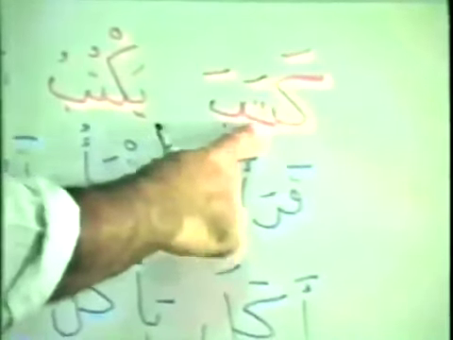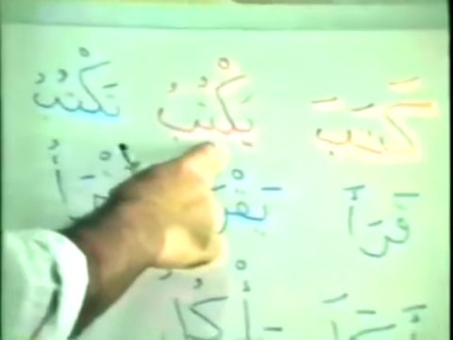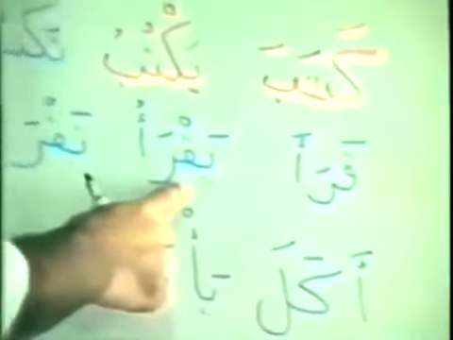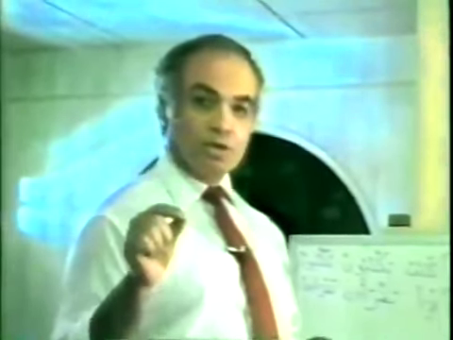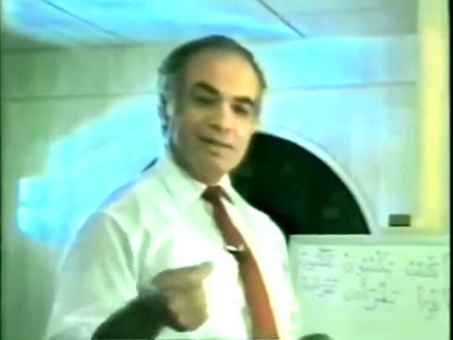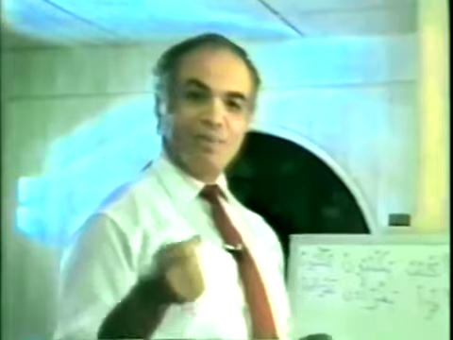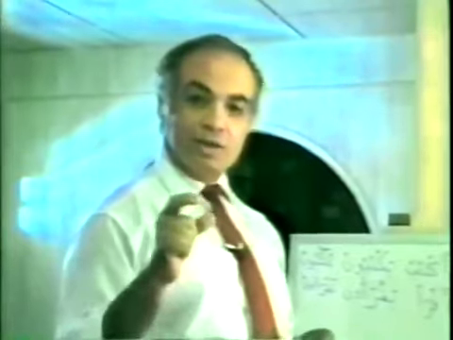Now, I want you to notice the similarities. When the root word is kataba, he writes would be yaktubu. Qara'a, yaqra'u. Akala, ya'kulu. And so on. So what you need to do is look for the root of the word and find out its meaning, and then from the context of the sentence, you'll be able to tell what the word is saying.